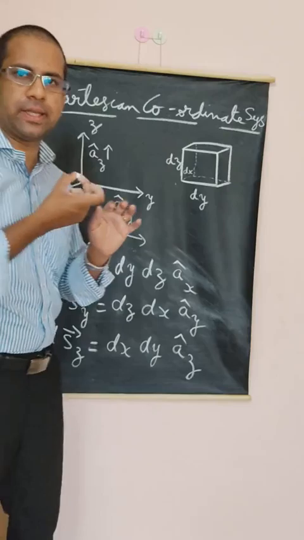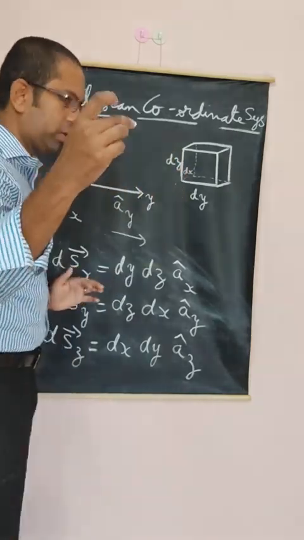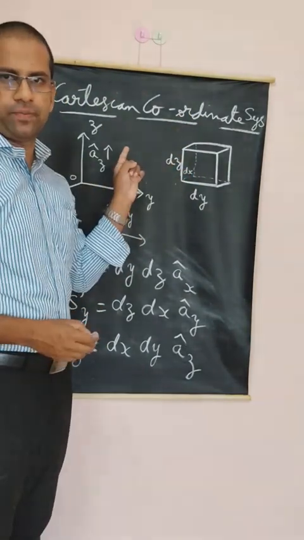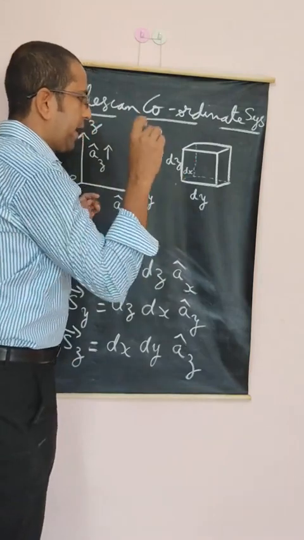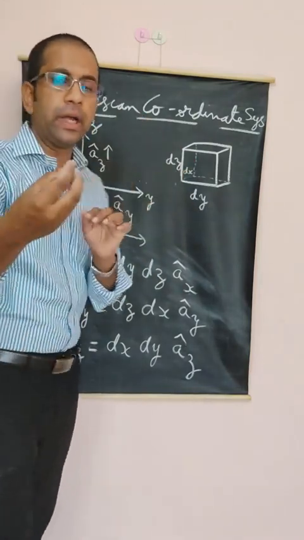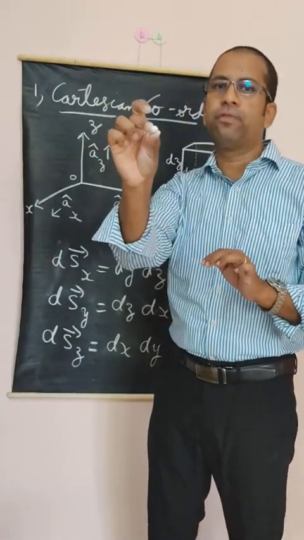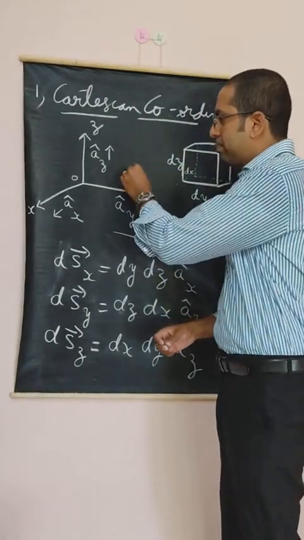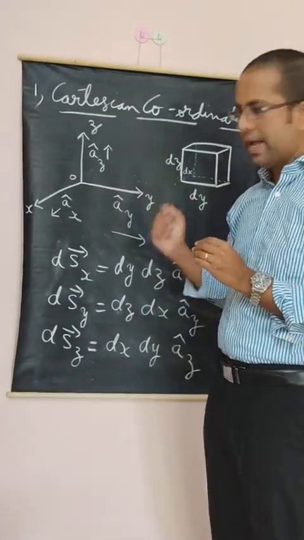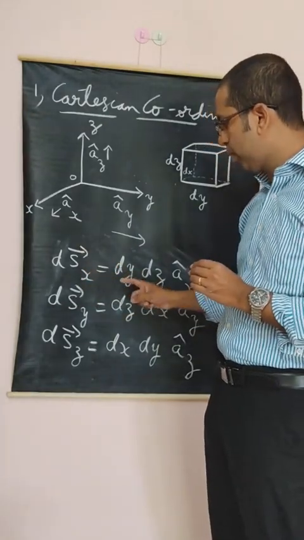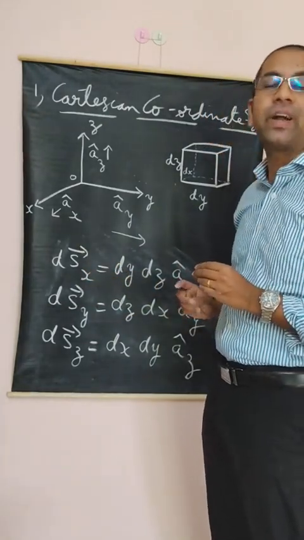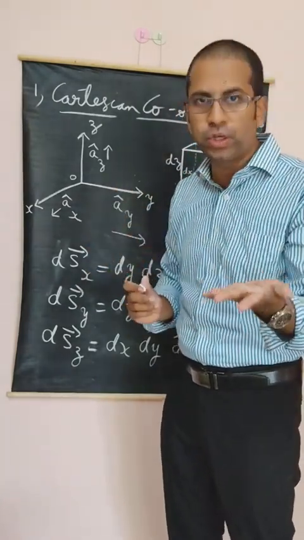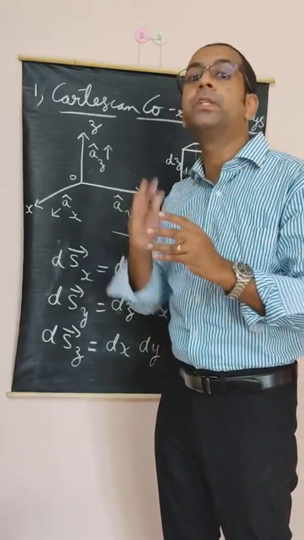This is the x-axis. So the x-axis is perpendicular to this surface area, dy into dz. You can see the direction of the chalk. The x-axis is perpendicular to the surface area. Hence, d vector Sx is equal to dy into dz into base vector x, because base vector x represents the direction. That surface area is normal to, as I told you earlier, where normal means perpendicular to.